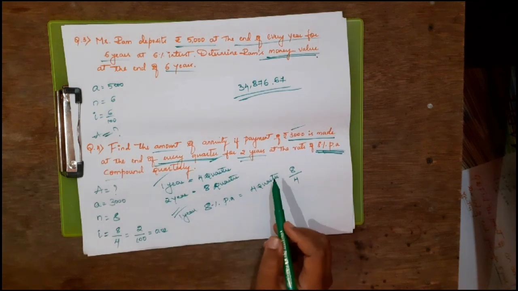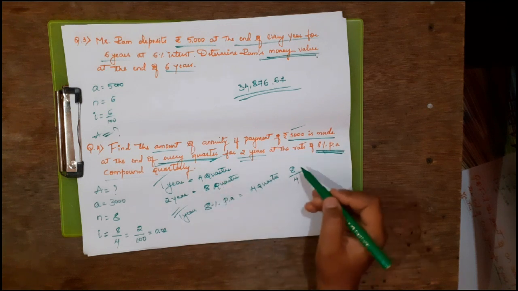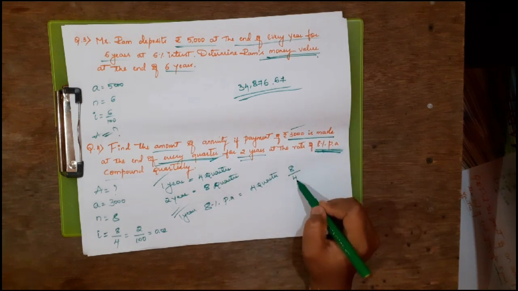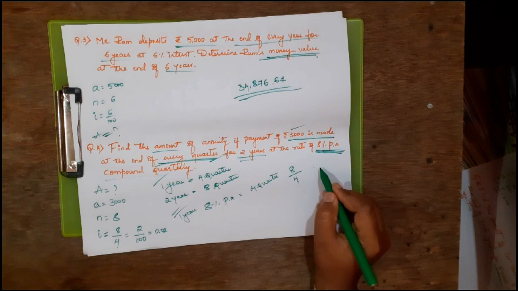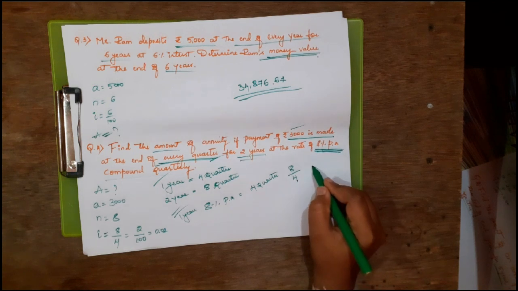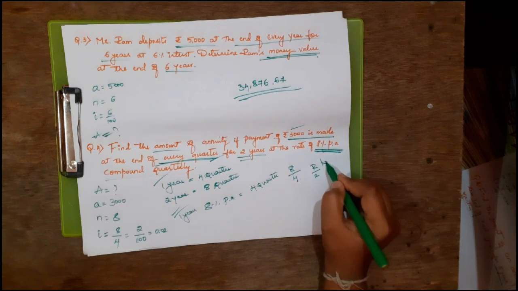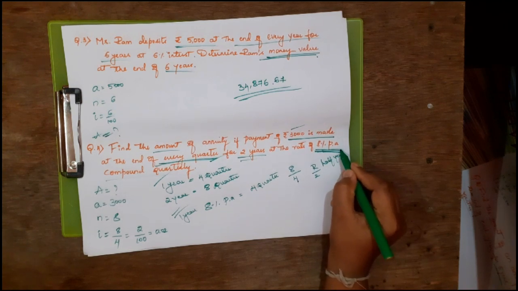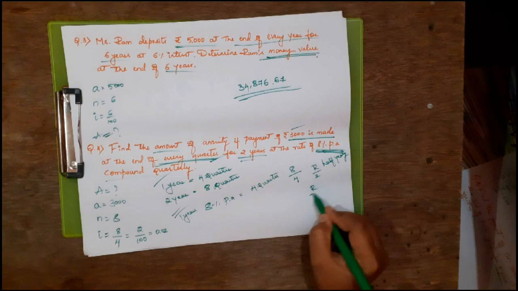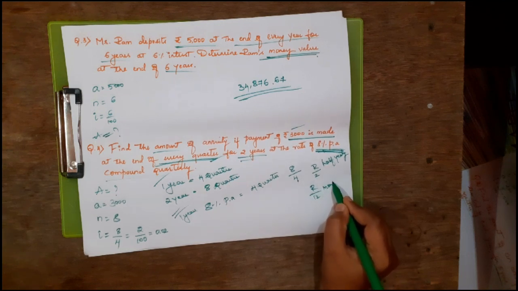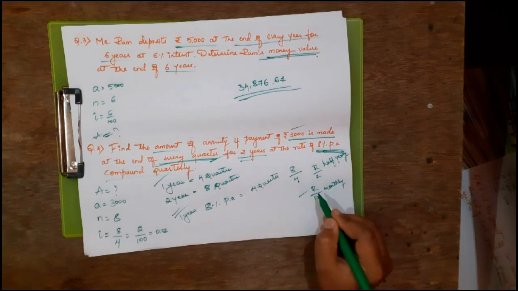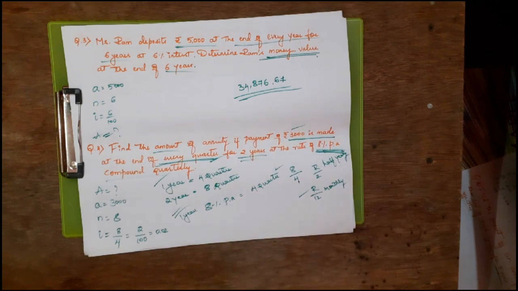Okay, I think you can understand this adjustment. If it is quarterly, we are dividing the rate by 4. If it is half yearly, we are dividing the rate of interest by 2. If it is monthly, we are dividing it by 12. Okay, hope you can follow this. Don't confuse with it.